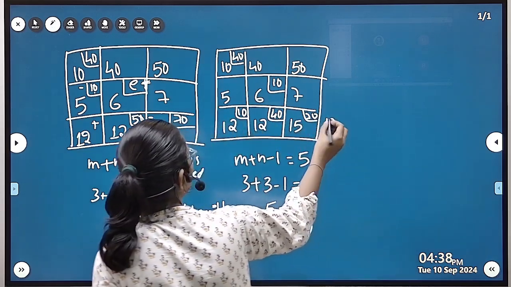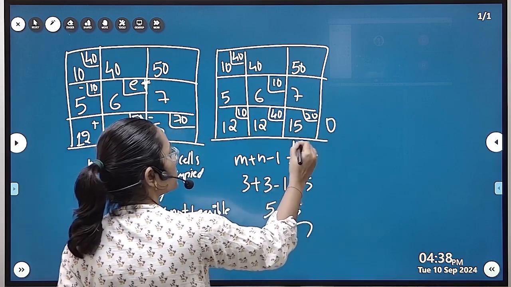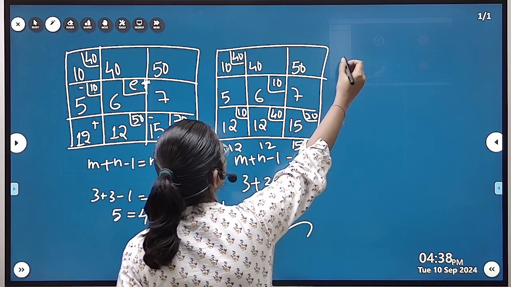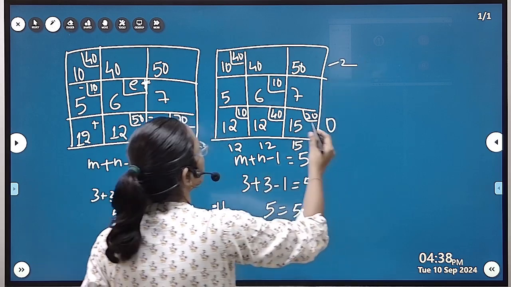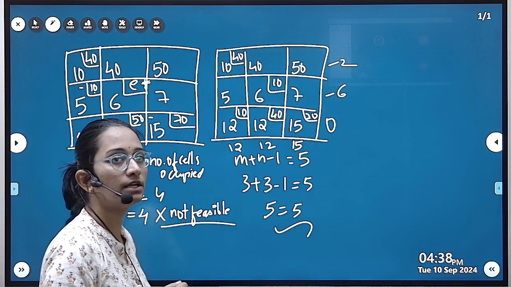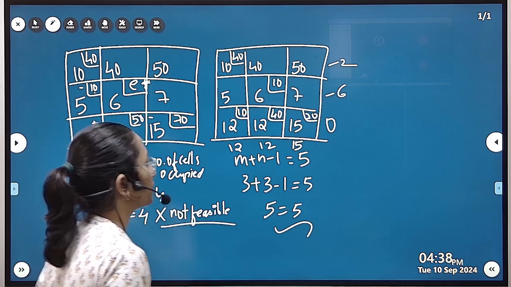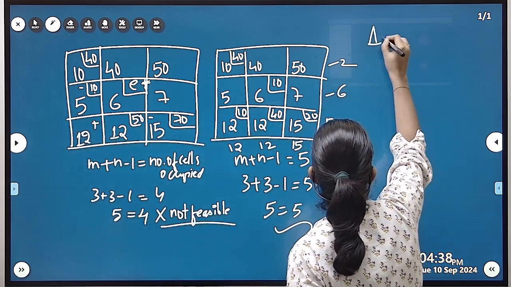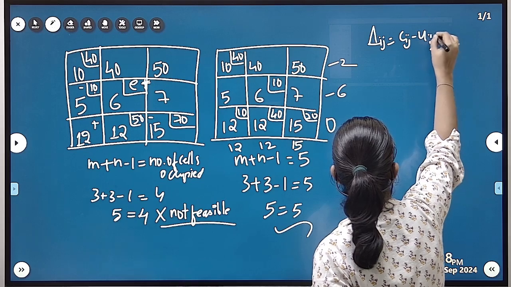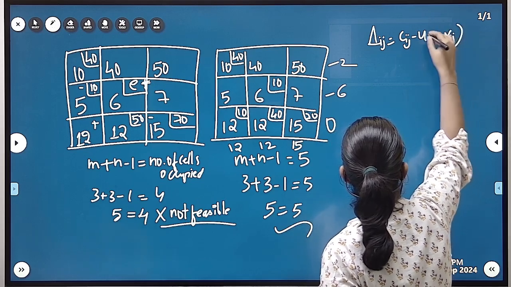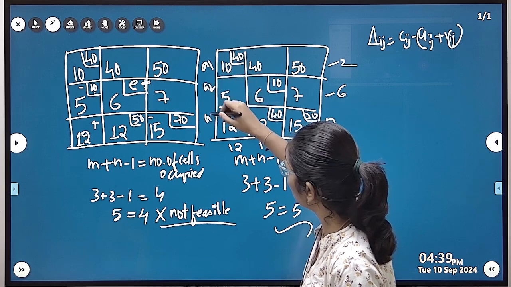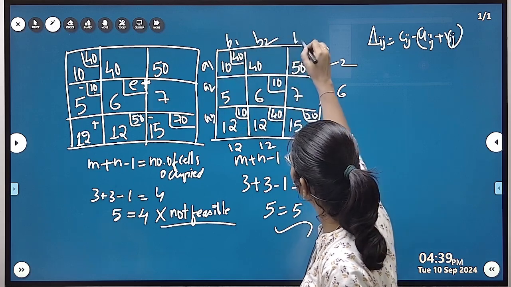So now if it is 0, tell me 15 minus 0 is 15, 12 and 12. Here 10 minus 12 is minus 2, and 6 minus 12 is minus 6. Okay, till here, is that clear? So tell me Dij. Dij is equal to Cij minus Ui plus Vj. So this is the formula, right? So tell me if this is A1, A2, A3, B1, B2, B3.